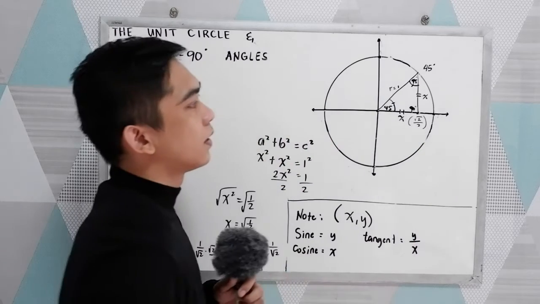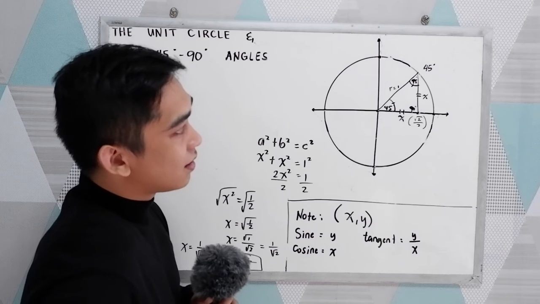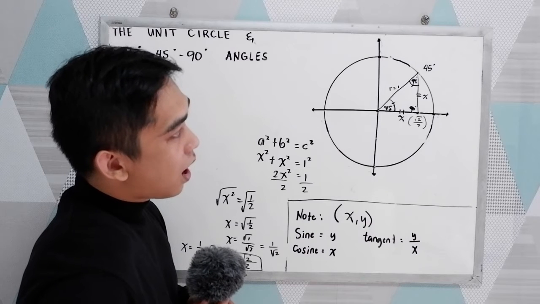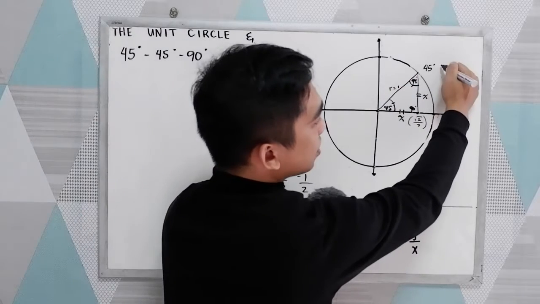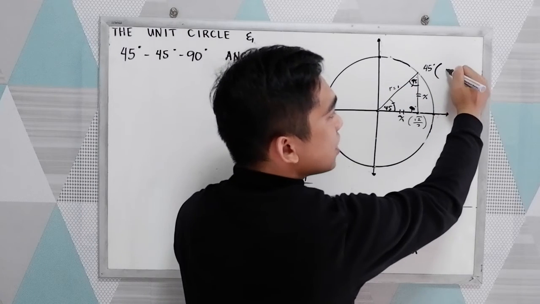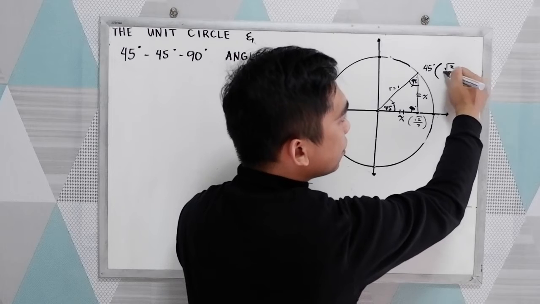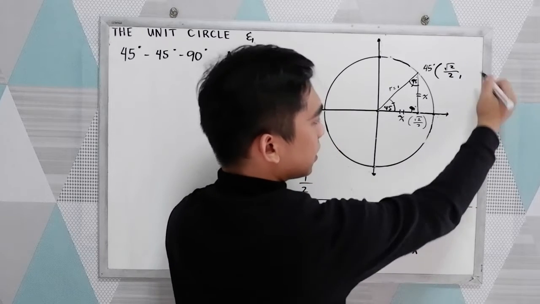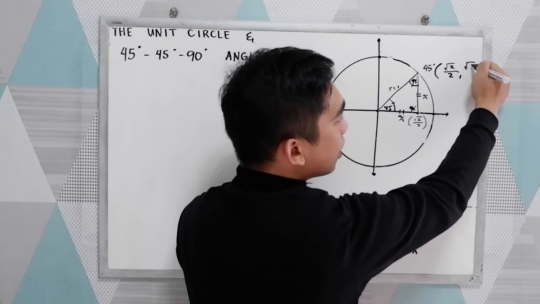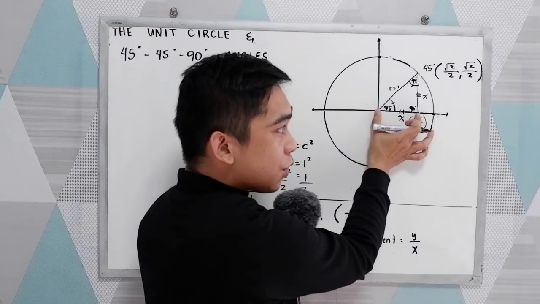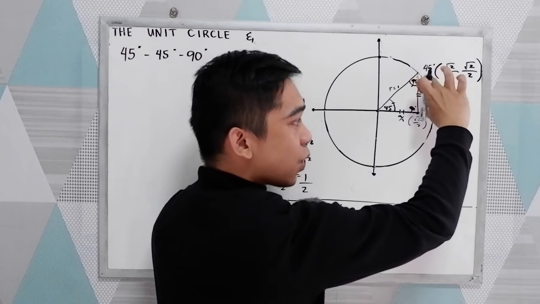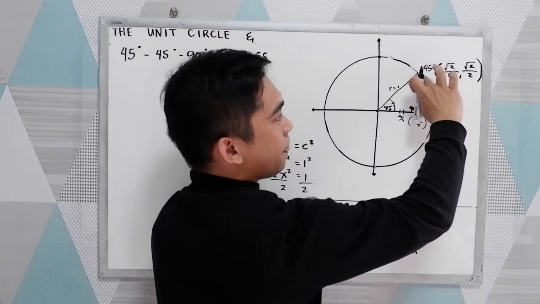Okay. Now to get our coordinate of the 45, that will give us square root of 2 over 2 and square root of 2 over 2. x is square root of 2 over 2 and y is square root of 2 over 2.